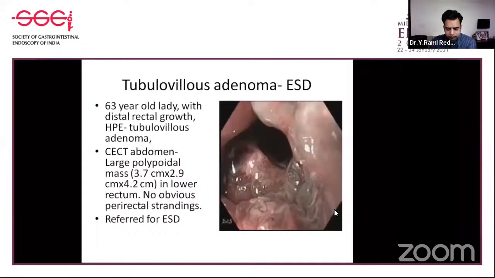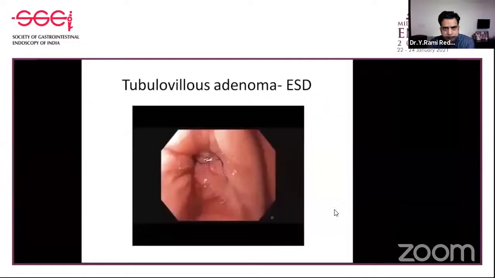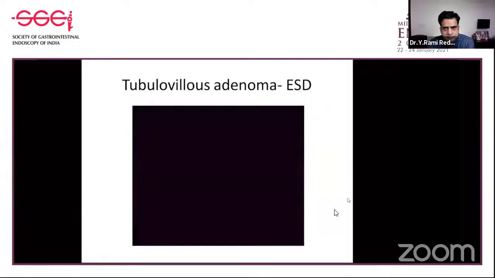Now coming to the next patient, a 63-year-old lady with a distal rectal growth, and the histopathology came as tubulovillous adenoma. The CECT showed no invasion, no perirectal stranding, because it looked very malignant. They went for a CT scan, everything was normal, and they referred her for an endoscopic submucosal dissection. Here you can see it's a large one involving more than half the circumference, and we had to do the ESD in two sittings, and you can see Dr. VGM resecting it here.